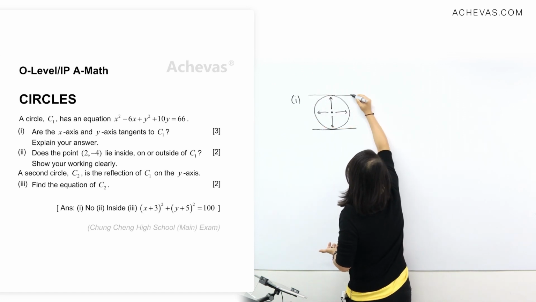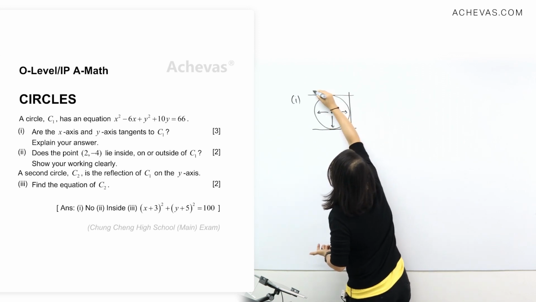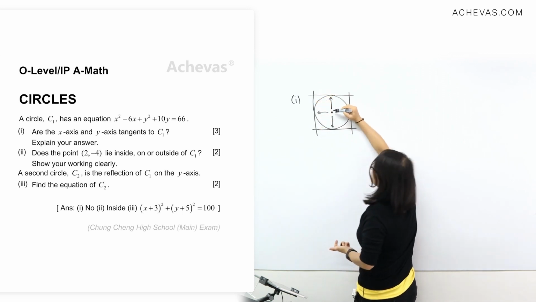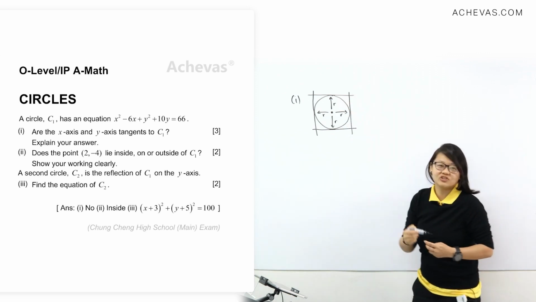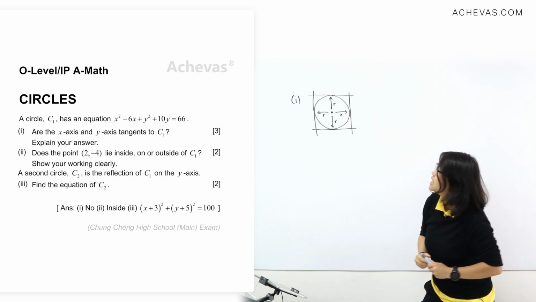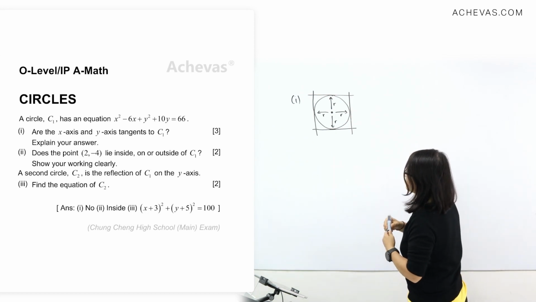So let me just draw the diagram out for you to see. So it looks something like this one here. If I have the center of circle and I know the radius, I can easily find out what are the horizontal and the vertical tangents. So let us work on the equation first.